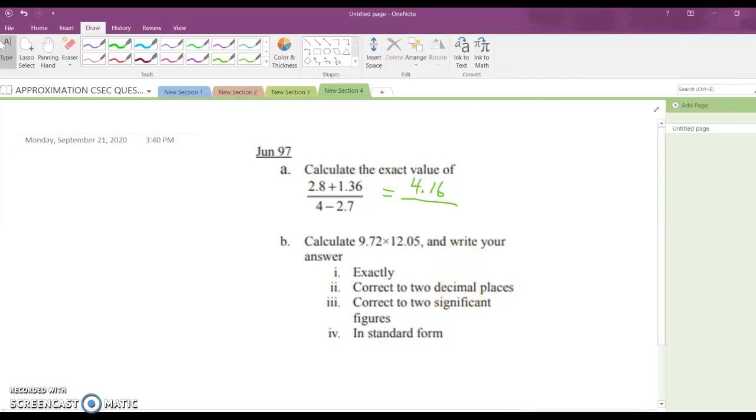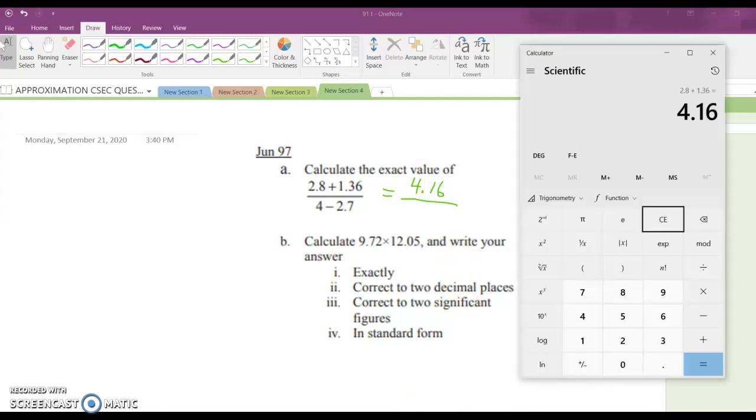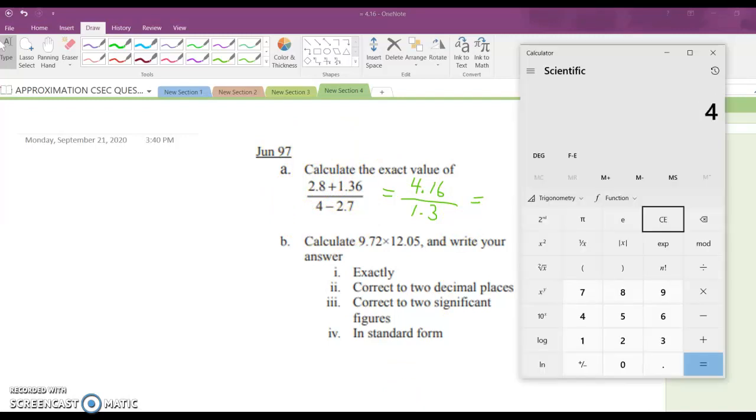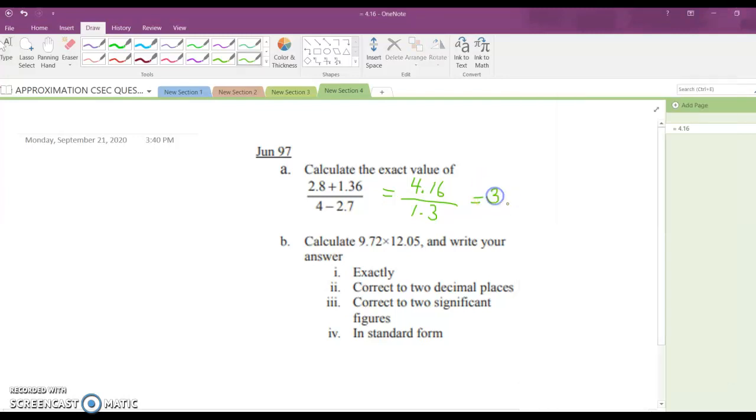Now work out the bottom. The bottom is 4 minus 2.7, and we get 1.3. I really advise you all, do not do all of this on the calculator. Do it separately. Work out the top first and then the bottom. And now we're going to divide 4.16 divided by 1.3, and we will get 3.2. And that's part A. And that's the exact value. Exact value means you put in whatever number you see on the calculator.